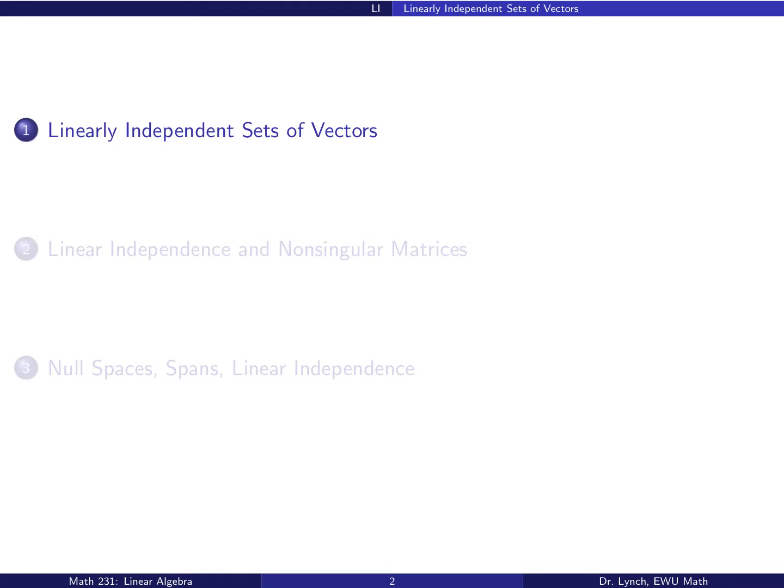As usual here, we'll start with a definition. We'll see a set of vectors that is linearly independent as well as a set of vectors that is not. We'll talk about how linear independence relates to non-singular matrices, and then we'll talk about how linear independence relates to describing the null space of a matrix as the span of a set of vectors.